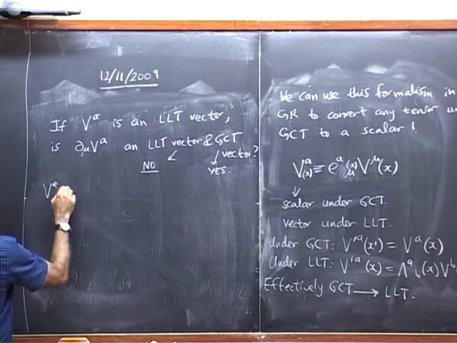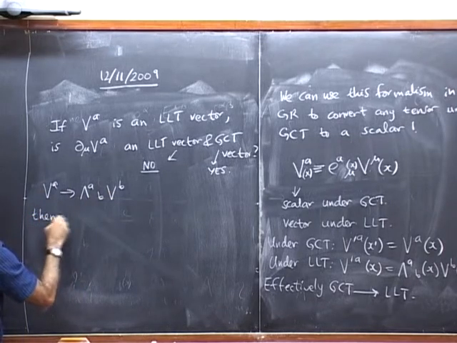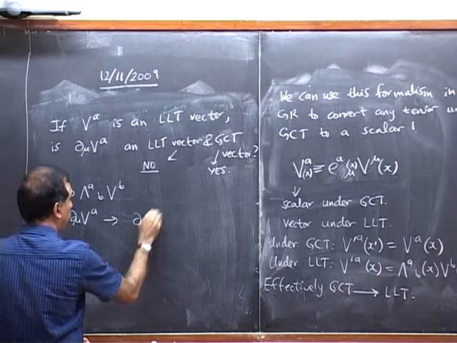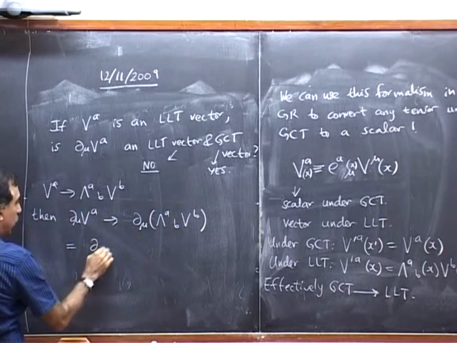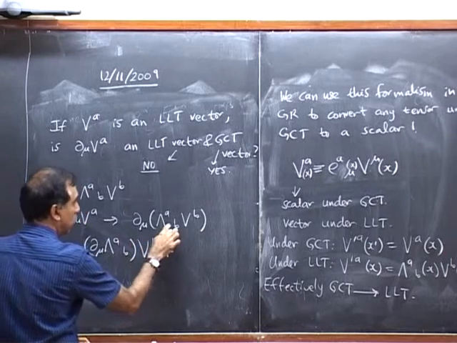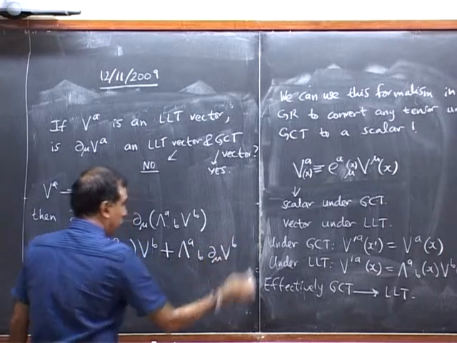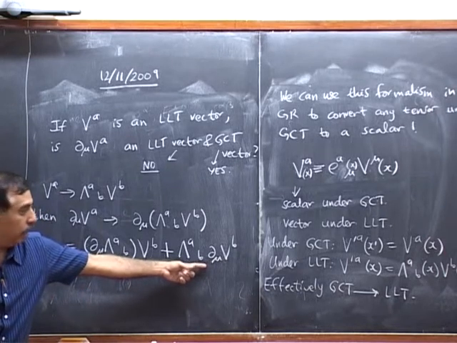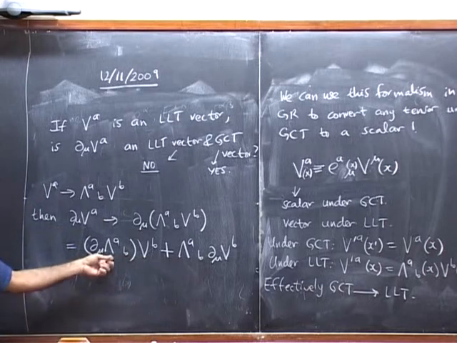Well, V^A goes to lambda^A_B V^B, then d mu V^A goes to d mu of lambda^A_B V^B, which equals d mu of lambda^A_B times V^B. So you see all the problem is because it's local, depends on x, plus lambda^A_B times d mu of V^B. Now this is all that we wanted. If this was the only term there, then we would have said that it transforms like an LLT vector, but bad news, this is there.